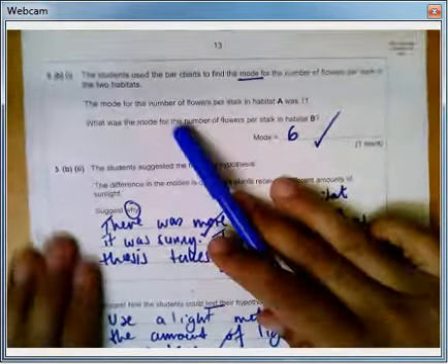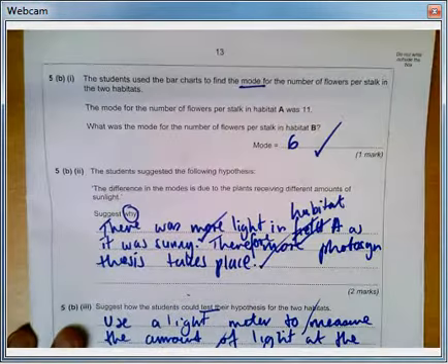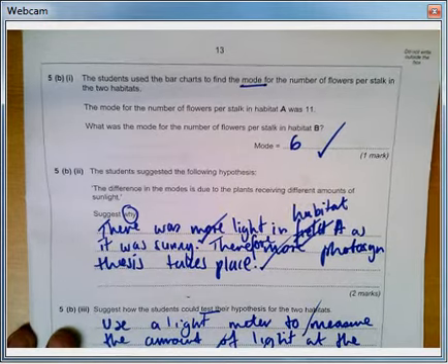Okay, the next question talks about the mode. Okay, so the students use bar charts to find the mode, the number of flowers per stalk in two habitats. The mode for the number of flowers per stalk in habitat A was 11. What was the mode in habitat B?